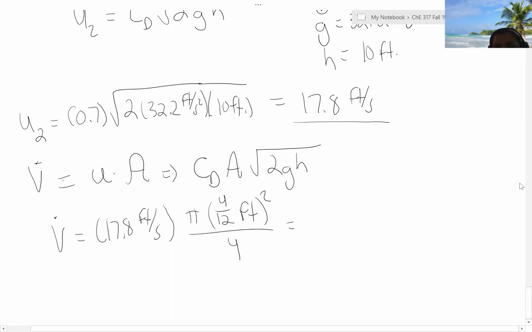Or about 1.55 cubic feet per second, which, if I wanted it in gallons per minute, would be pretty high. So I'm not going to put it in gallons per minute. That's a lot of flow.